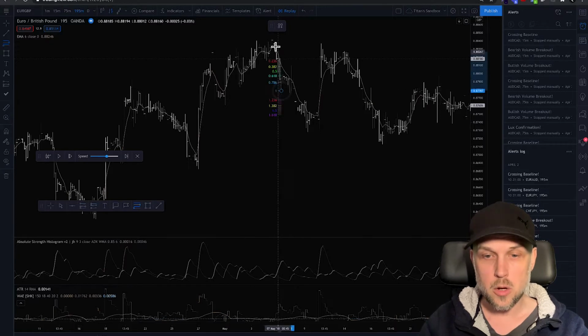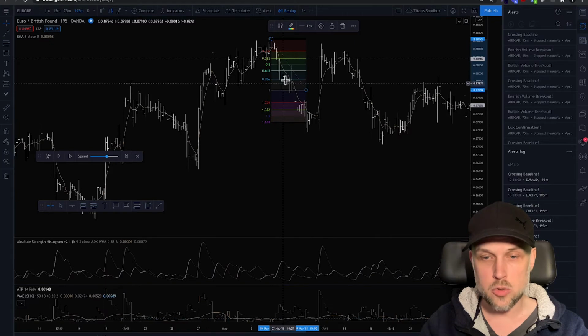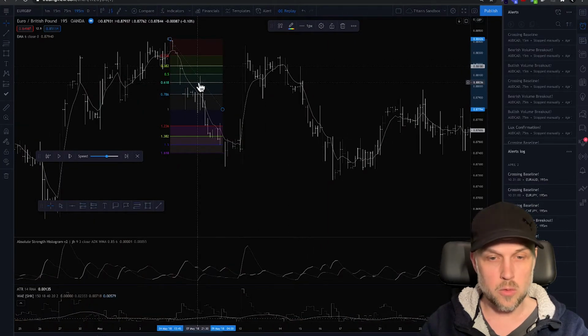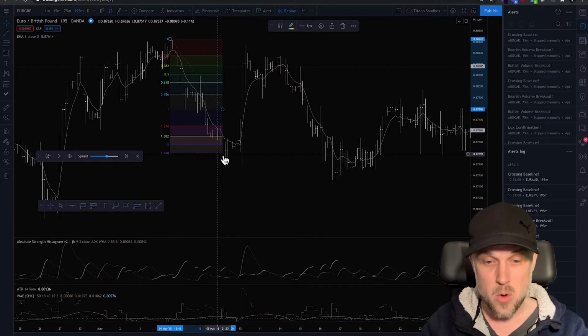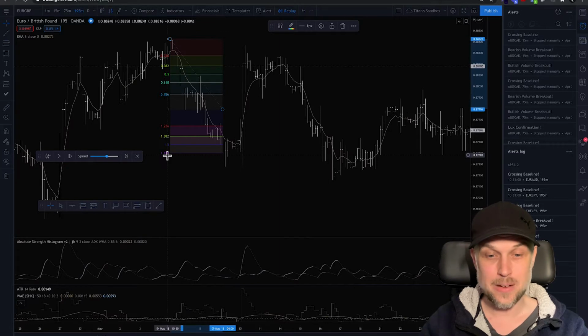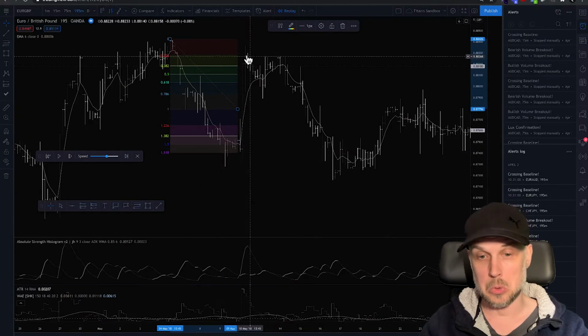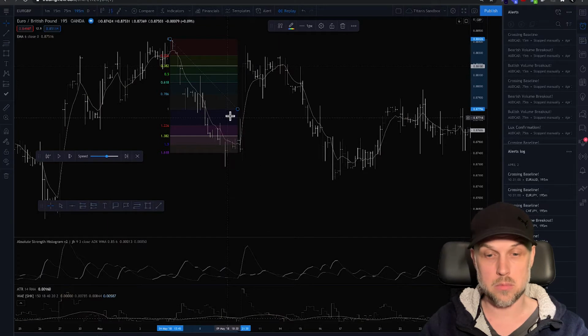So then we can go ahead and mark this out and look at how it retraces to the 618 level. That's the golden ratio. And it extends down to the 1618 level. Look at how beautiful that is. And then when it goes the other way, who really knows what the heck happened there?